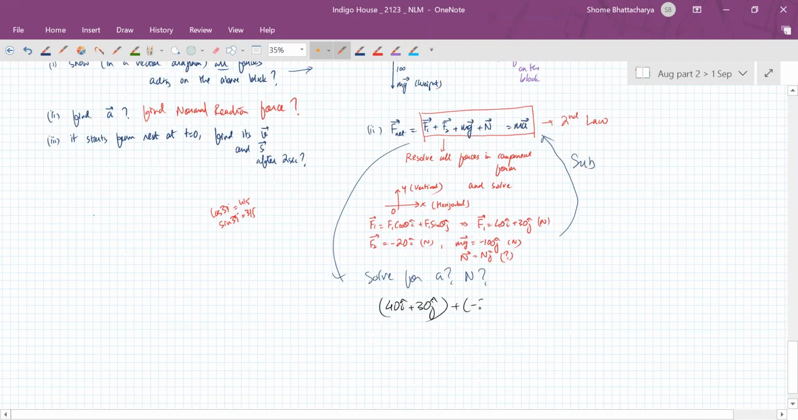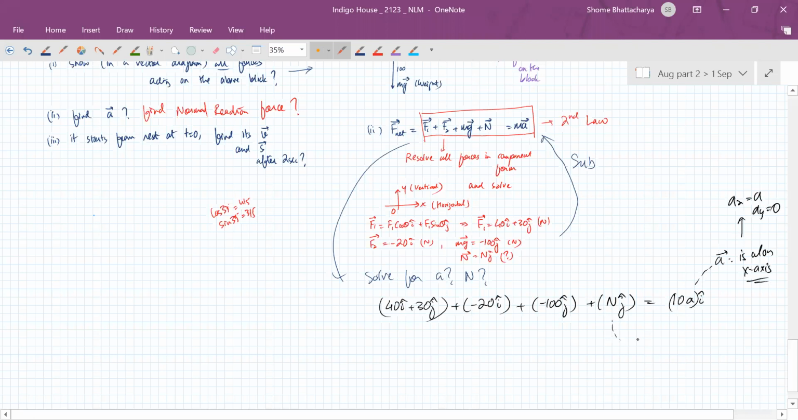F2 is how much? It's minus 20 i cap. mg is how much? It is minus 100 j cap. And N is some unknown quantity N, but j cap. So this should be equal to mass into acceleration. So the mass was 10 kg, I think. 10 kg. Yes. 10a, but the direction of the acceleration I can already see is i cap, because acceleration is along the x-axis. That I'm sure of from the beginning. Same way here, I can see that normal reaction is a vertical force.